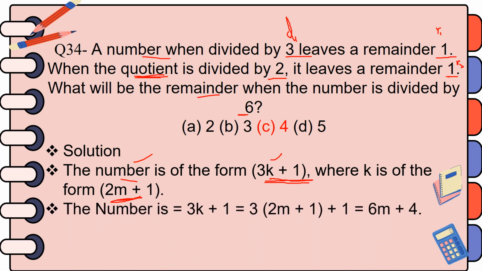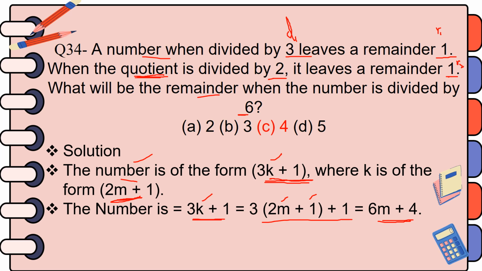Then the number can be rewritten in such a way. Since we have 3K plus 1 as the number, and K is 2M plus 1, in place of K substitute 2M plus 1. So 3 into (2M plus 1) plus 1. Distribute and multiply 3 with M and 1. It becomes 6M plus 3 plus 1. Rearrange it and you get 6M plus 4. So this is the number.